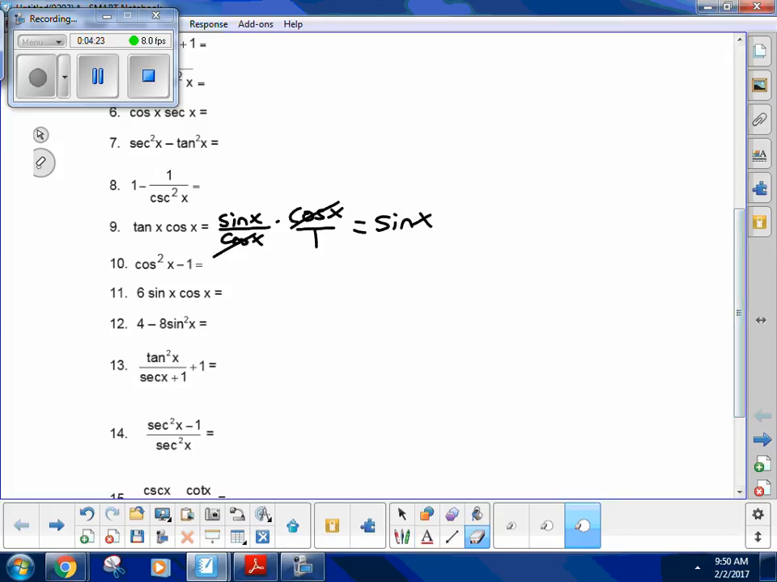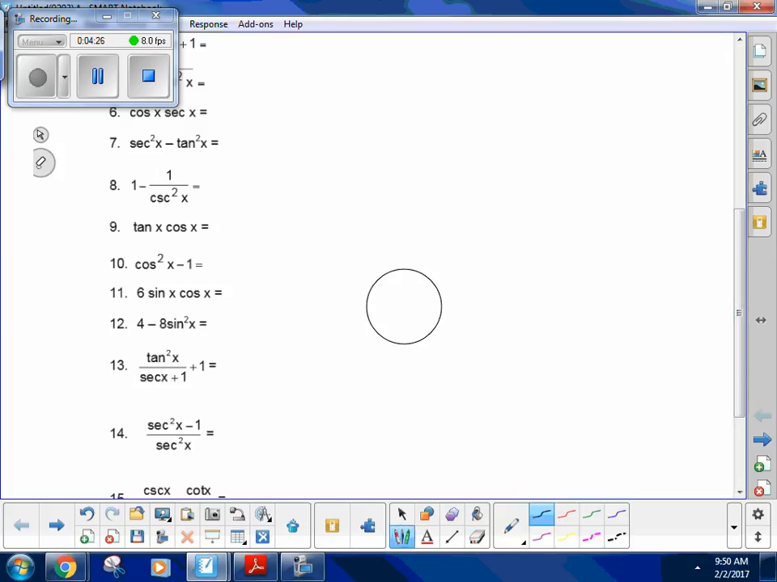Okay, question 10, just cosine square x minus 1. Now, this is not sine square x. That's maybe the first thing you're thinking about. You do have the power to do things, but for the most part, nothing's going to change. The only thing that this can convert to is possibly a negative sine square x. It's the only thing I could see happening.